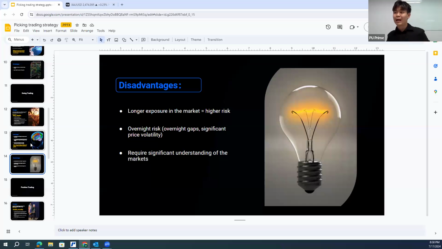And then we do have the overnight risk. So when you do the trades overnight, you go and sleep, you don't know what's going on in the nighttime. Then next day you wake up, your capital might be gone. So in order to prevent this, maybe you can consider closing your order before you sleep, or you do smaller positions and then you go to sleep and you can sleep well.